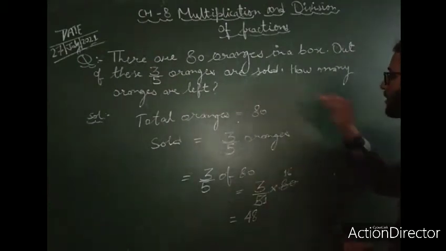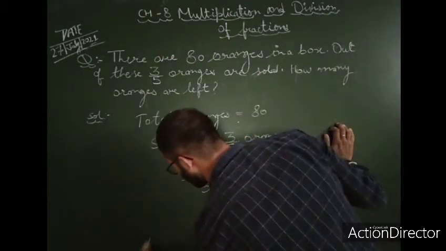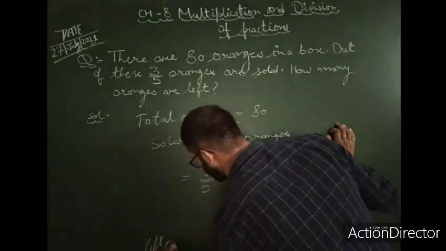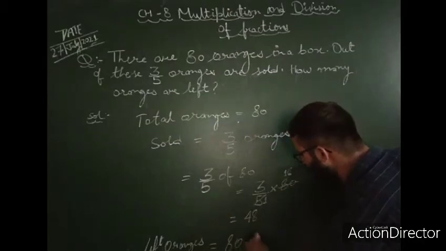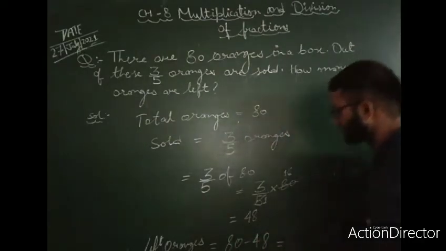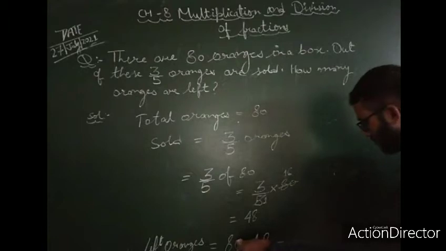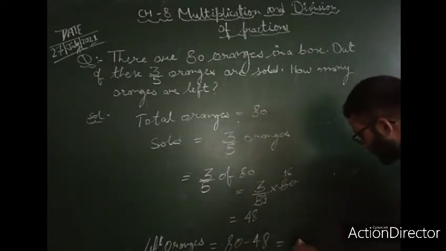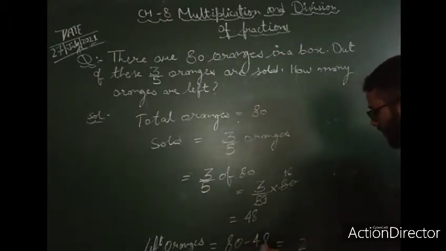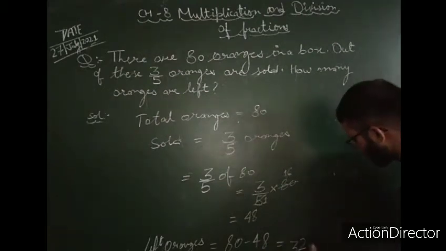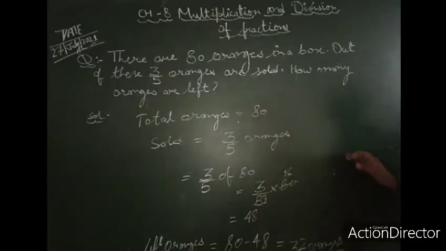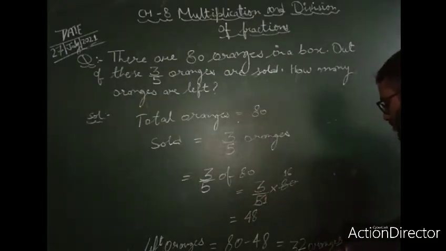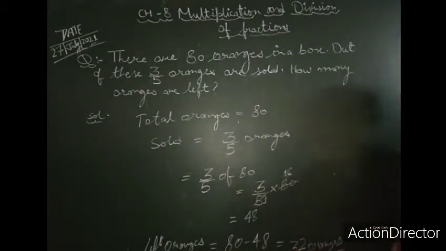Now here we find how many oranges are left. So here we write left oranges is equal to 80 minus 48, right? 80 minus 48. So here we take one carry, and 10 minus 8 is 2, and 7 minus 4 is 3, 32 oranges. So here we say that the left oranges is equal to 32 oranges. 32 oranges are left in the box.